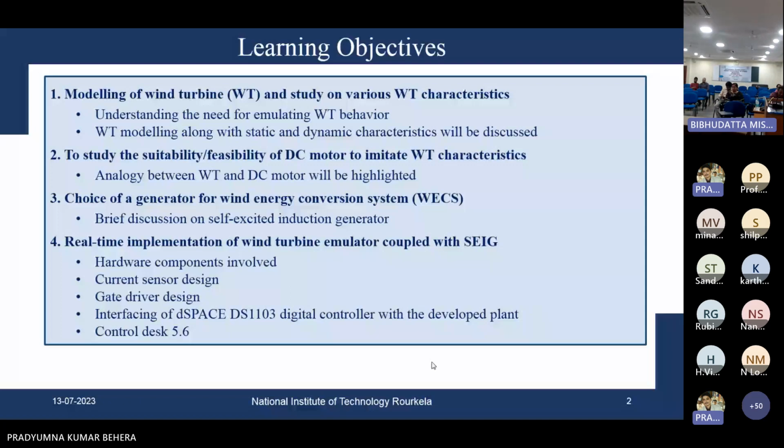Here, all the hardware components involved in the system will be discussed along with the current sensor design, gate driver design, and the interfacing of DSpace digital controller with the developed plant. Along with that, I will give some basic introduction of the control desk 5.6, which is basically used for plotting and measurement of real-time data.